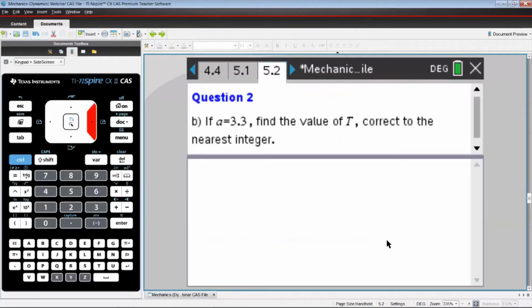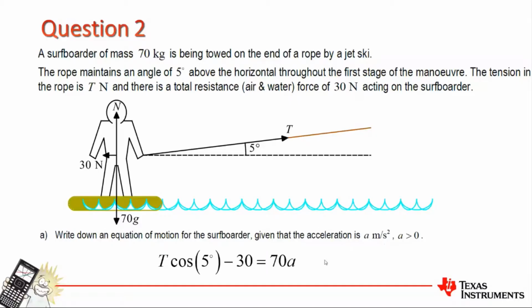All right, so now that that's done, let's look at part B of the same question. If a is equal to 3.3, so basically during this first stage of the motion, the surfboarder is accelerating at a rate of 3.3 meters per second squared. Our job is to find the value of the tension correct to the nearest integer. So we have the equation of motion from before, so all we really have to do is type this out again and replace a with 3.3 and simply solve for T.